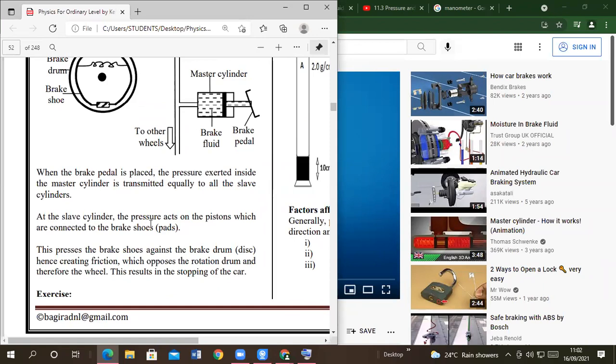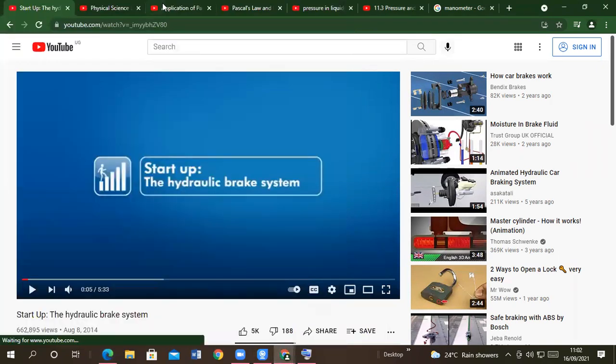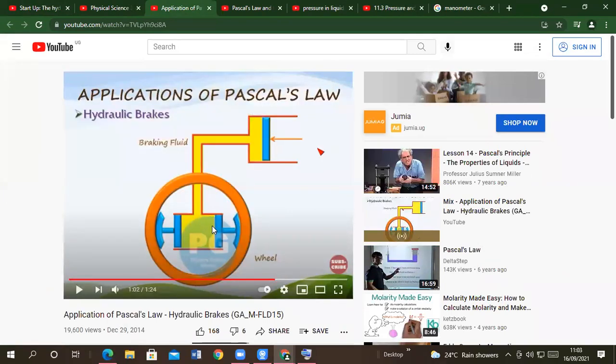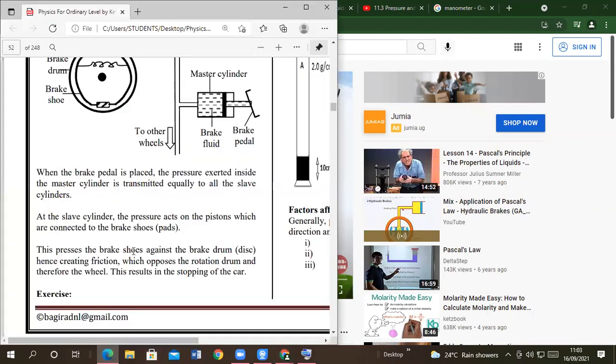Now, at the slave cylinder, the pressure acts on the pistons which are connected to the brake what? Which are connected to the brake shoes. This is what I showed you here. Yeah, these are the brake shoes. So these are the 2 pistons. So the fluid, once it moves inside, pushes these pistons, and they touch the wheel. So this is what we call the brake shoes, and this is what we call the wheel. And the car will come to a stop. That's what I showed you.